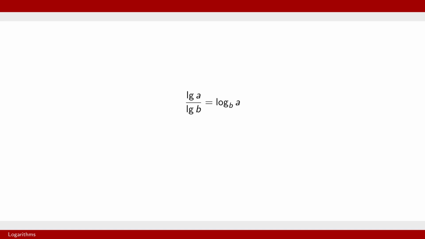Now let's take a look at some logarithmic calculations. Dividing logarithms which have the same base changes the base of the logarithm. The logarithm of a divided by the logarithm of b equals the logarithm of a to base b. If your pocket calculator or calculator app only knows decadic and natural logarithms, you can use this transformation formula to calculate the logarithm to any base.